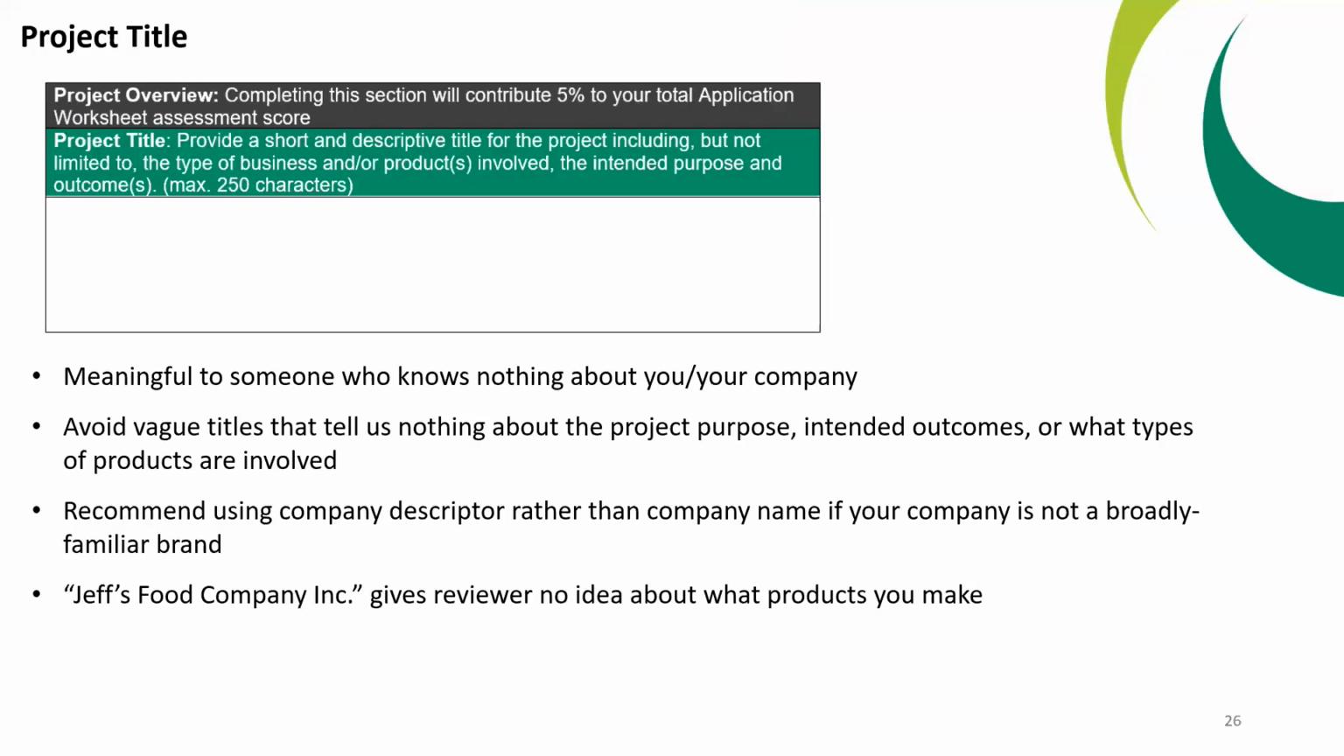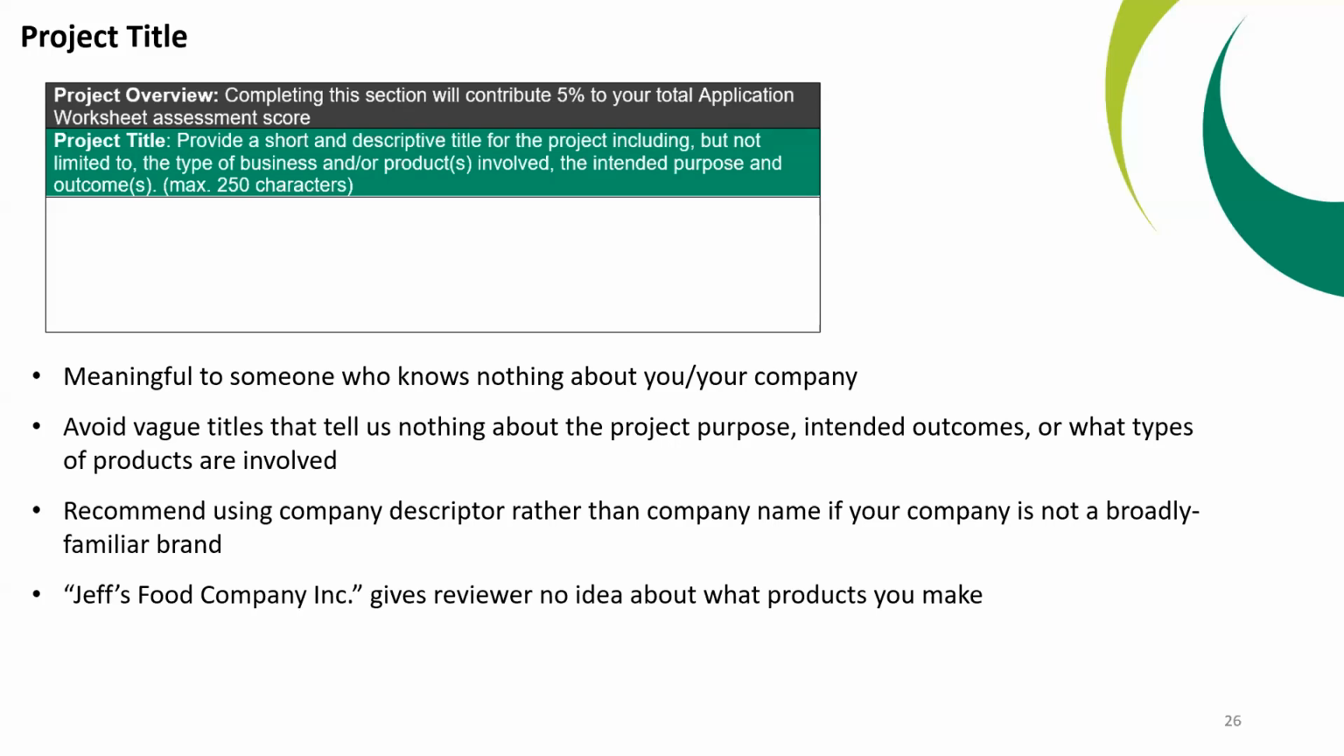All right, so we're going to go through the sections in the application now. Project overview will contribute up to 5% of your total score. We've got the project title. Sounds pretty simple, but we're going to give you 250 characters. We want something in the title that's meaningful to someone who knows nothing about your company. So please avoid vague titles that tell us nothing about the project purpose, intended outcomes, or what type of products are involved. We recommend using a company descriptor rather than company name if your company is not a broadly familiar brand.